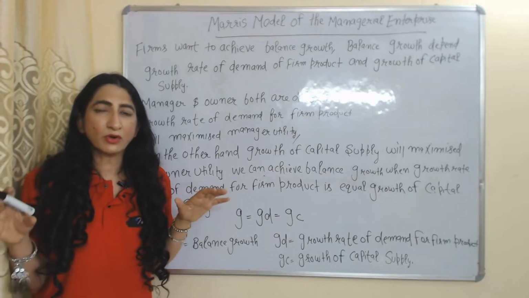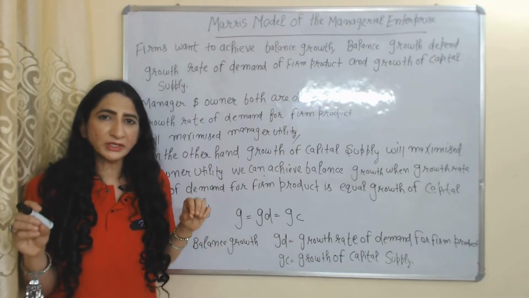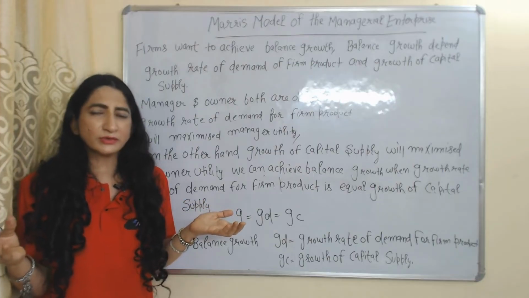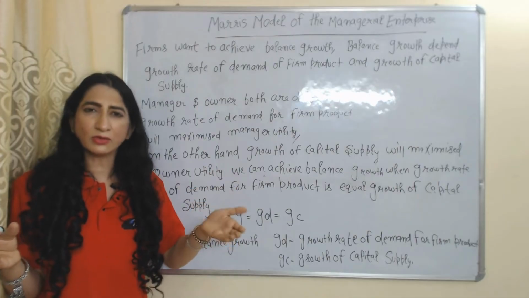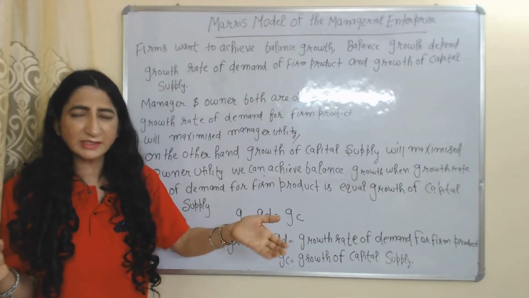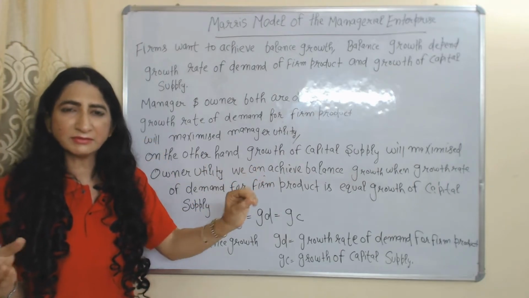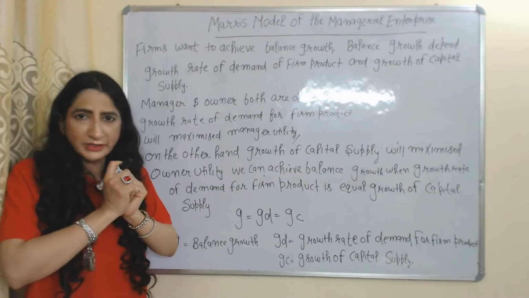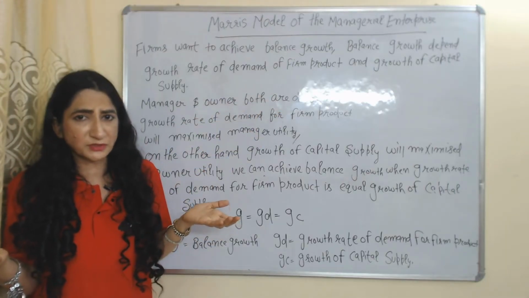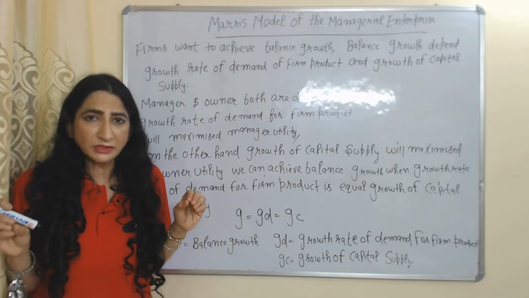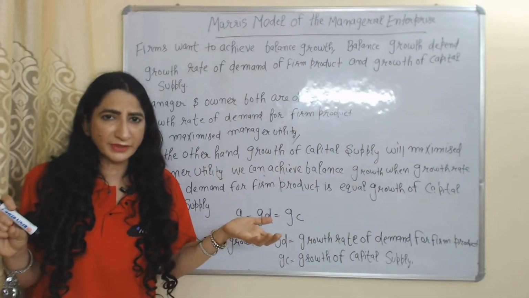Today we are going to talk about Marris Model of Managerial Enterprise. According to this model, firms want to achieve balanced growth, and balanced growth depends on the growth rate of demand for the firm's product and the growth rate of capital supply. Demand for the firm's product means how many consumers want to buy your product, and capital supply means funds available for investment purposes.